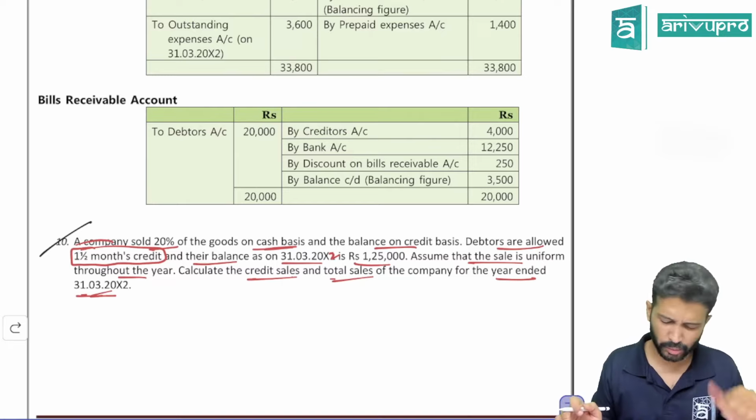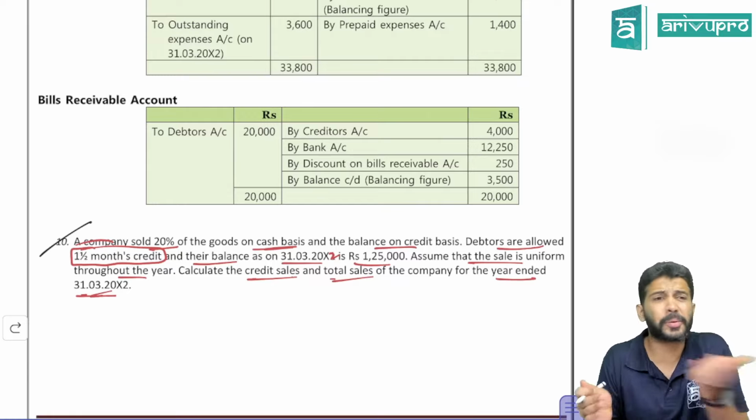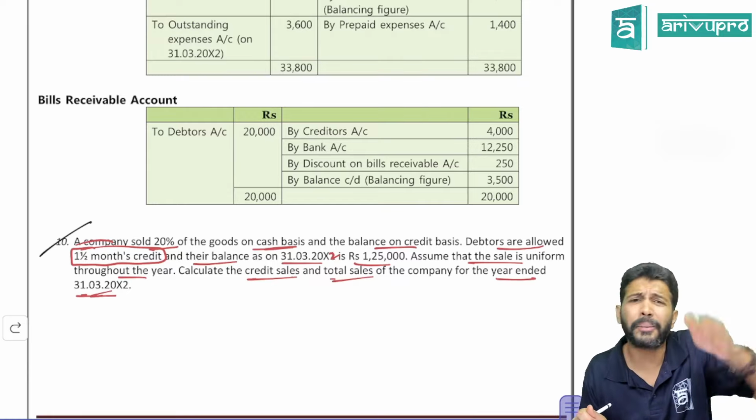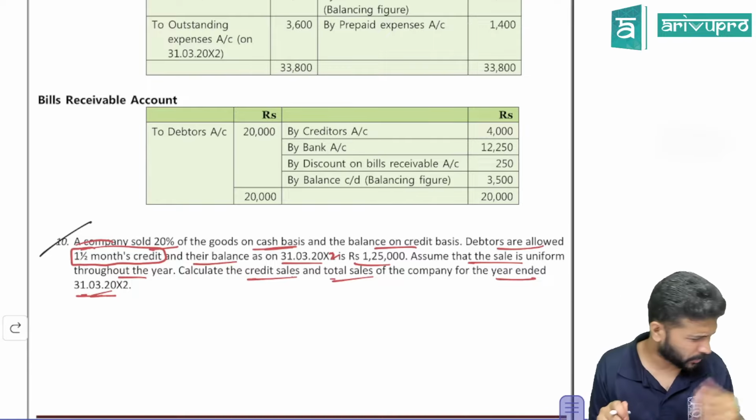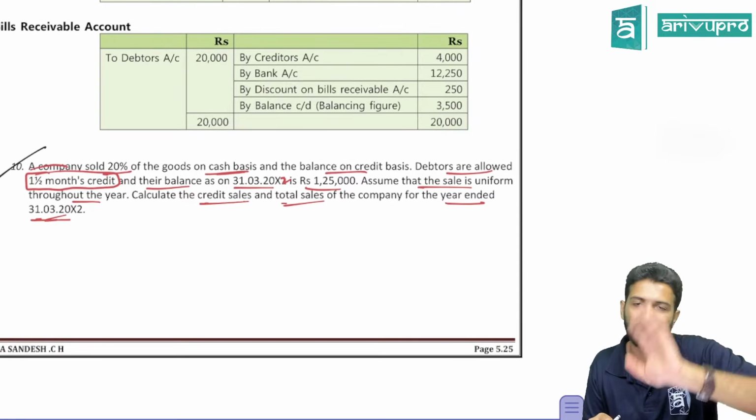Actually, even if you make it as x1, it will not make any difference because anyway sales are uniform, meaning month on month sales is same. So it should be okay. On that context, it will not make much difference.